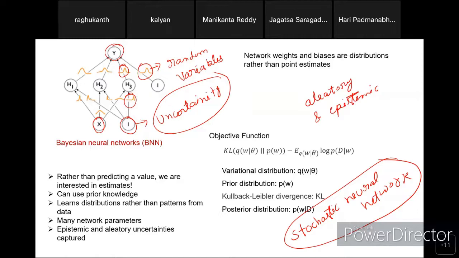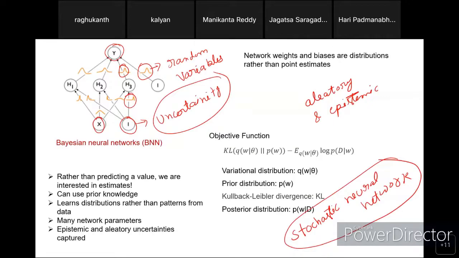So they are slightly different networks. These are much more advanced. So we have stochastic neural networks, aleatory, all those things. If somebody is interested, there are a lot of uncertainties, you can easily estimate them from this Bayesian neural network itself. So I will not go into this network, okay?